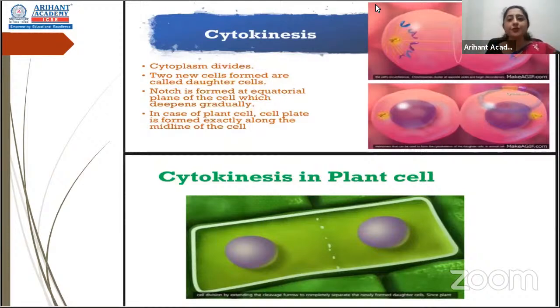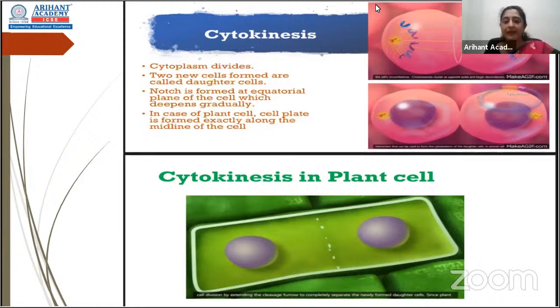And the cell division is complete. From here, it is going to again enter into the G1 phase of the interphase cycle. If it were cytokinesis in a plant cell, we all know that plant cells have a cell wall made up of cellulose. So it is not possible for the indentation to take place. So a cell plate is formed, a cellulose cell plate is formed in the middle, which helps in the division of the plant cell into two daughter cells.